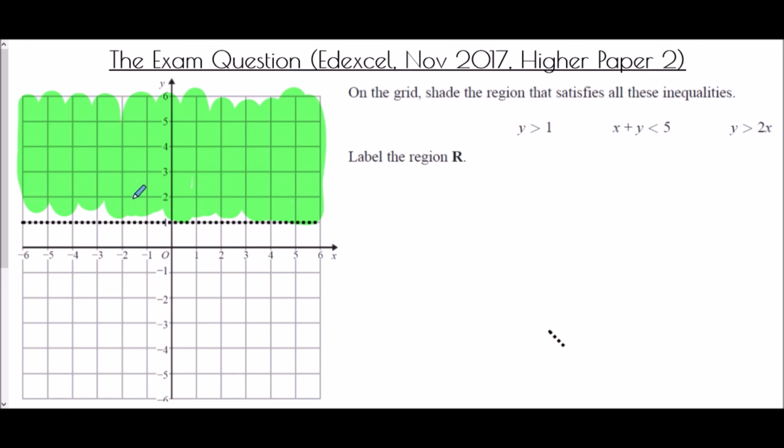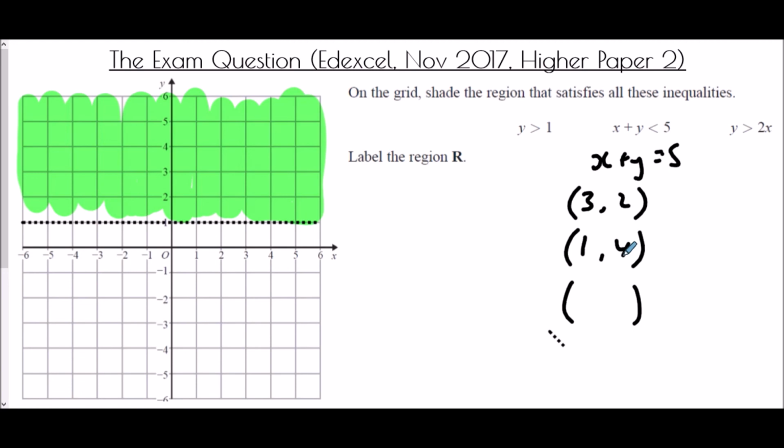In the next section we've got x plus y is less than 5. So in this case I want to be thinking about x plus y equals 5 in order to draw the line. And so I just need to think of pairs of coordinates which would work to make x plus y equal 5. So we could have 3 and 2, we could have 1 and 4, we could have 5 and 0. And we'll just plot each of those points. So 3, 2, 1, 4, 5, 0. And then we'll join them together with a straight line.